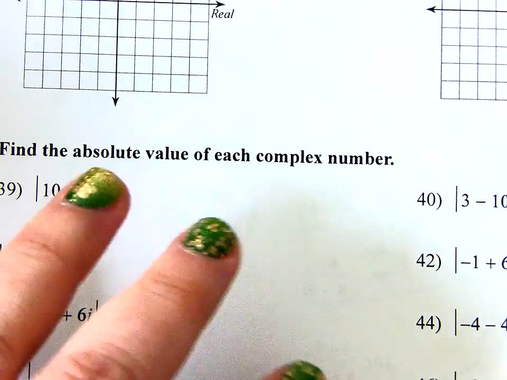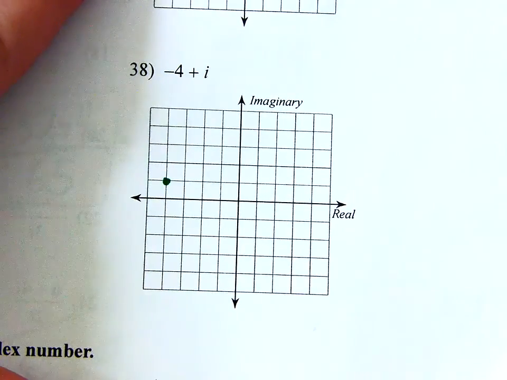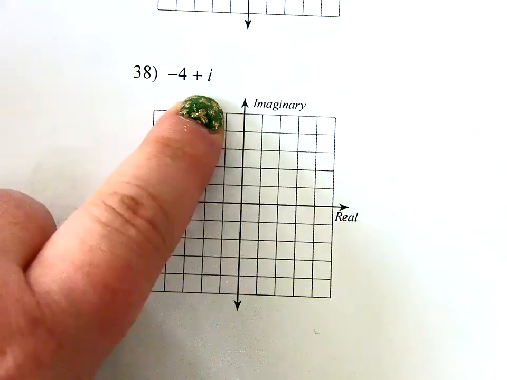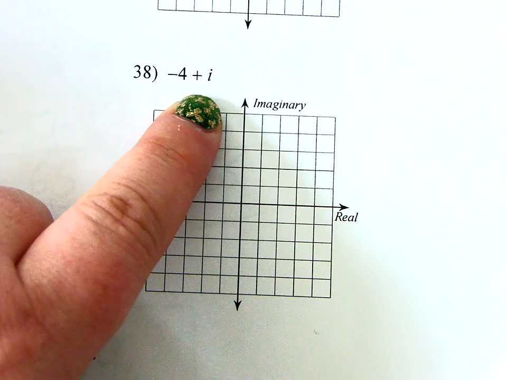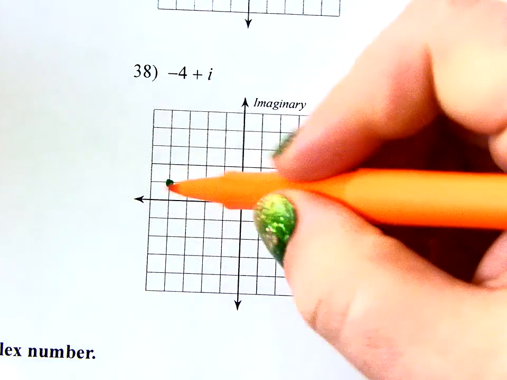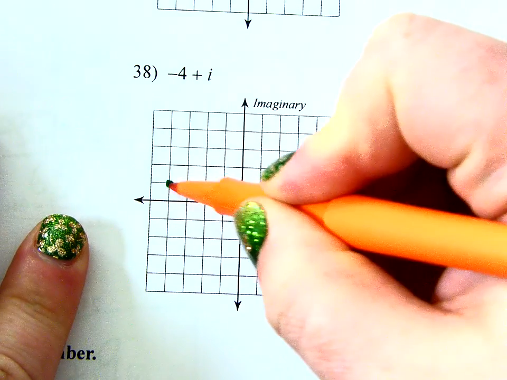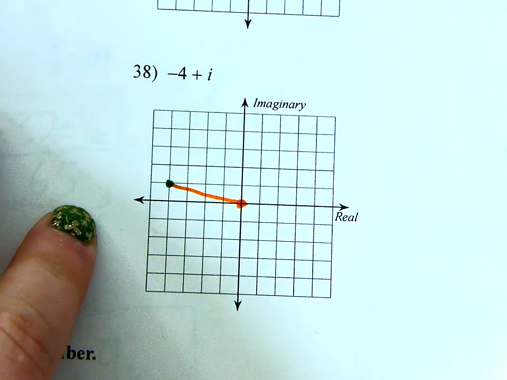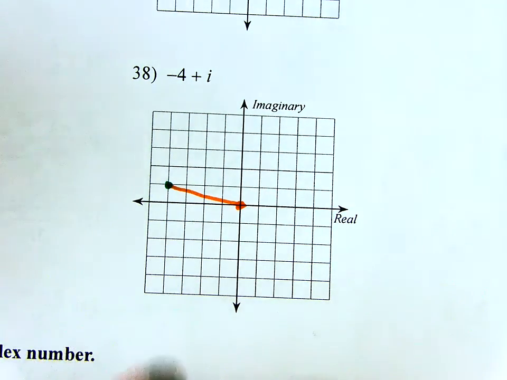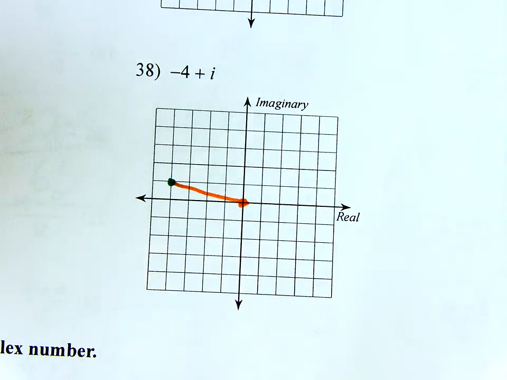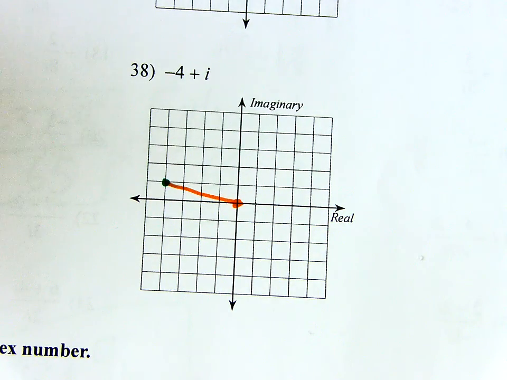So if we look back at number 38, for example. If I wanted the absolute value of negative 4 plus i, what you really want is the length of that line from 0 to that number. Isn't that the distance a number is away from 0? Right? Isn't that the distance the number is away from 0? So that's what you're looking for. Well, guys, how would I find that length? I know a² + b² would do it.